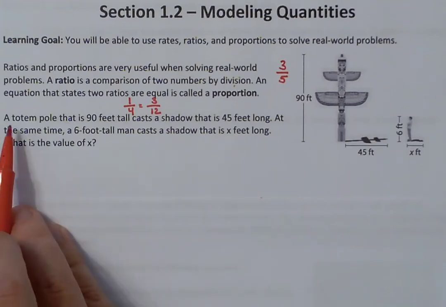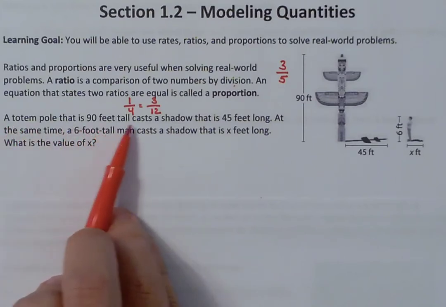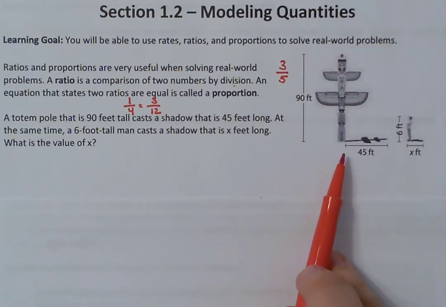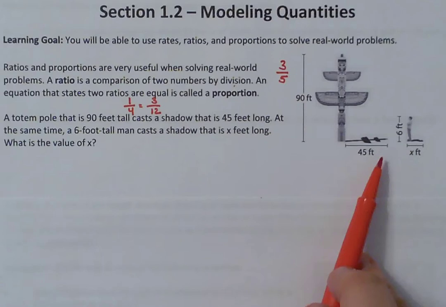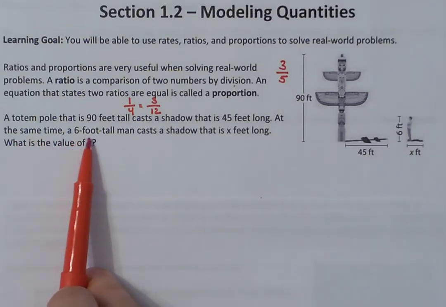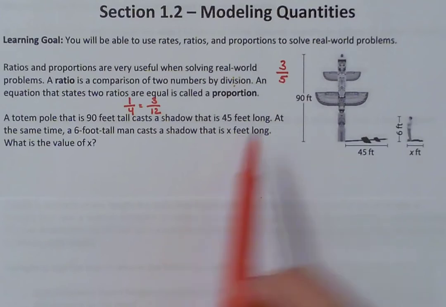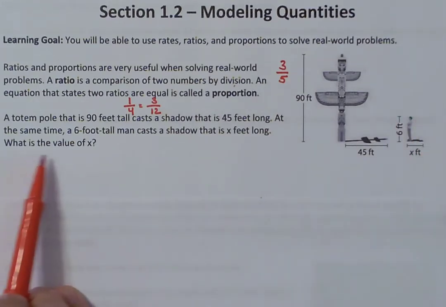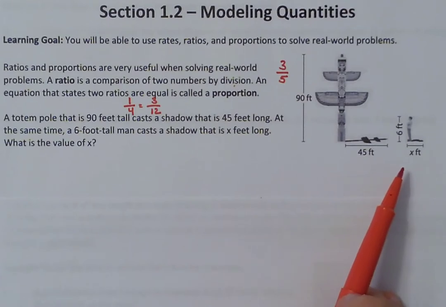So what this states is a totem pole that is 90 feet tall casts a shadow that is 45 feet long. So we have a 90-foot tall totem pole that is casting a shadow that is 45 feet long. At the same time, a 6-foot tall man is casting a shadow that is X feet long. So this man is looking at the totem pole, he's 6 feet tall, and he casts a shadow that is X feet long. What the problem asks us is what is the value of X, meaning we need to figure out the length of the man's shadow. So what we're going to do here is use proportions to help us set up a problem that we can solve for the length of the man's shadow.